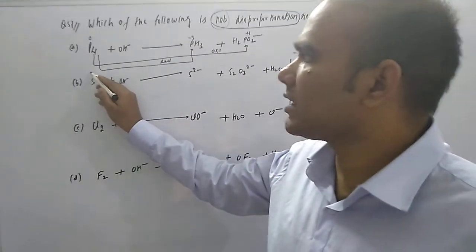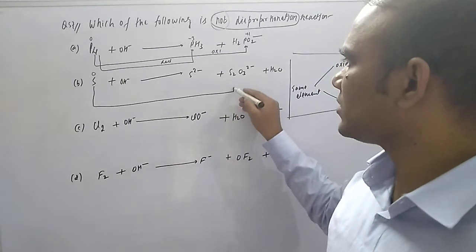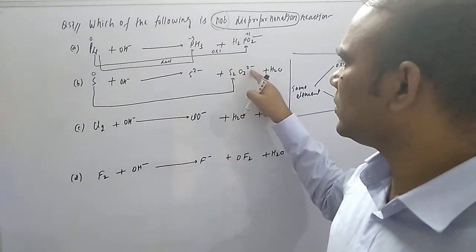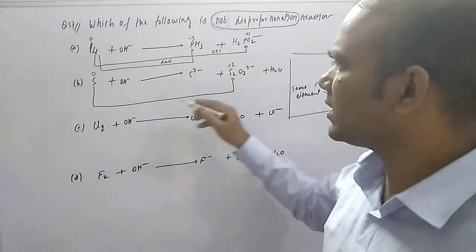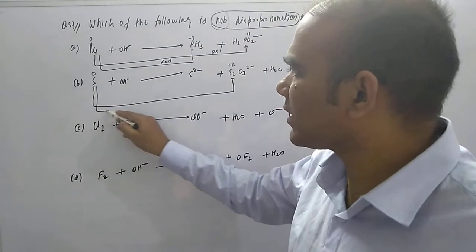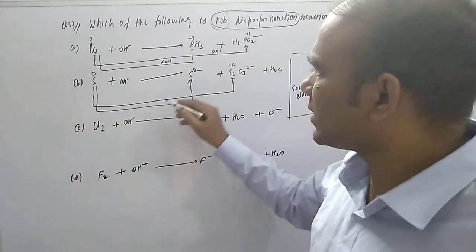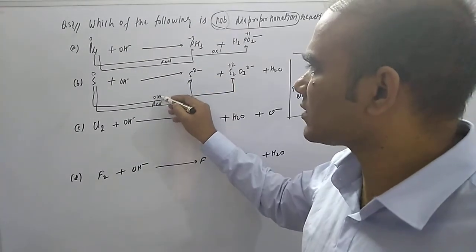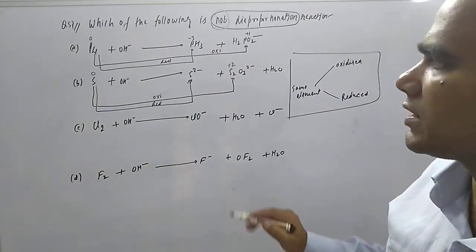Here sulfur is also in the 0 oxidation state, and if you talk about sulfur in S2O3 2-, how much is it? 3 times -2 is -6, so 2x minus 6 equals -2, which gives 4 by 2, that is the +2 oxidation state. And here sulfur is -2. So 0 to -2 is reduction, and 0 to +2 is oxidation. The same sulfur is oxidized and reduced, so that is also a disproportionation reaction.